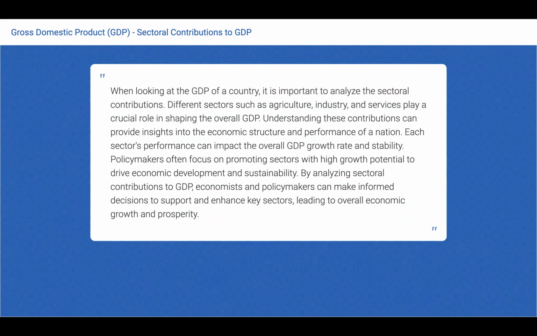Policymakers often focus on promoting sectors with high growth potential to drive economic development and sustainability. By analyzing sectoral contributions to GDP, economists and policymakers can make informed decisions to support and enhance key sectors, leading to overall economic growth and prosperity.